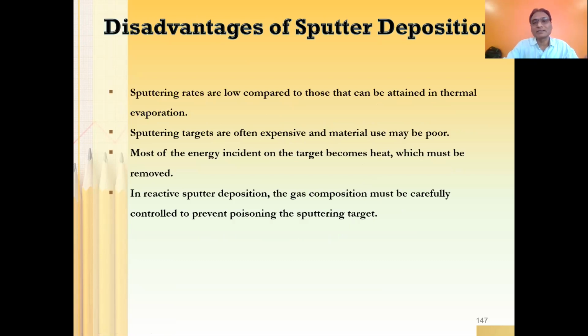There are certain disadvantages as well. Sputtering is going to be terminated after a short time, and you have to start again. Sputtering rates are low compared to those that can be attained by thermal evaporation. Thermal evaporation is always better than this.